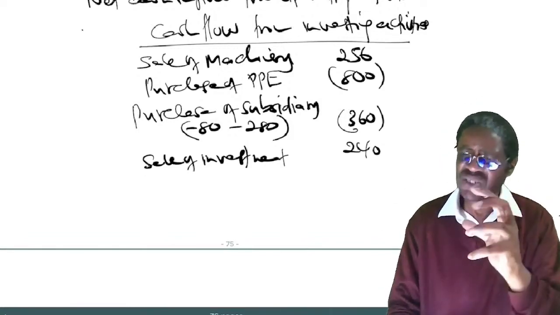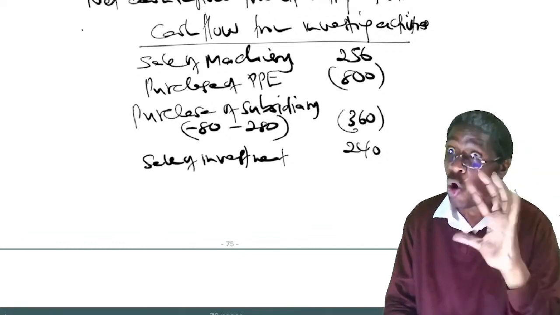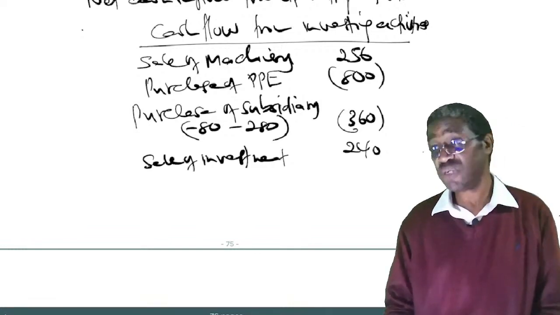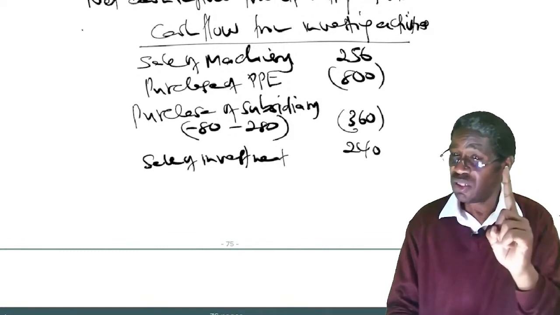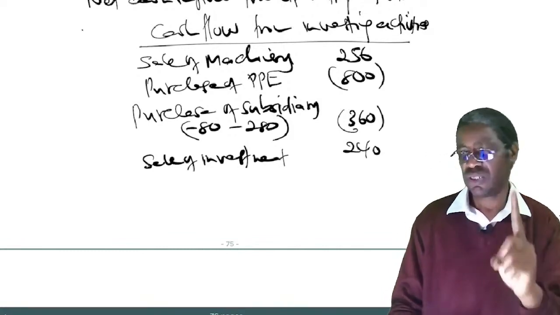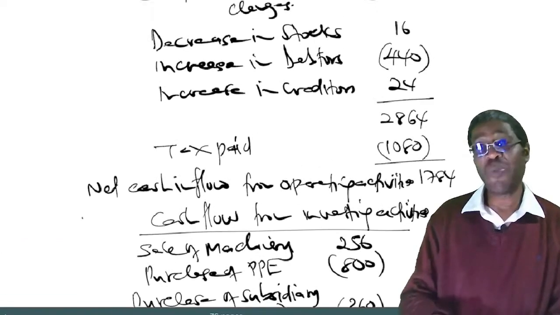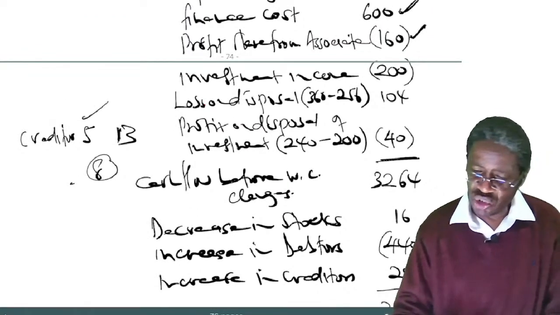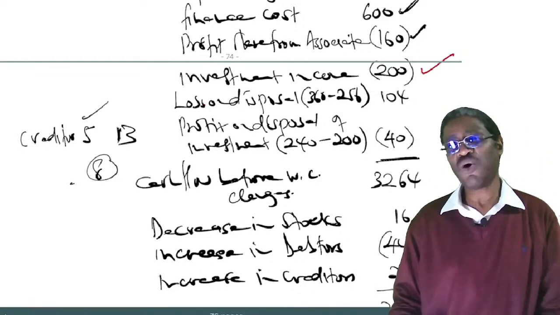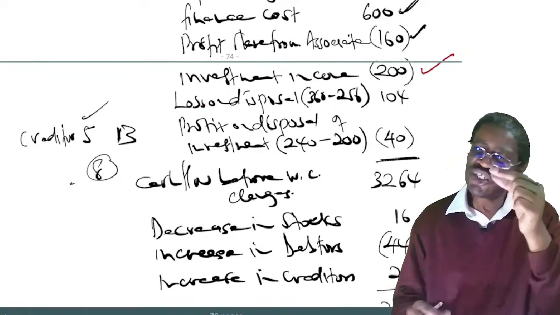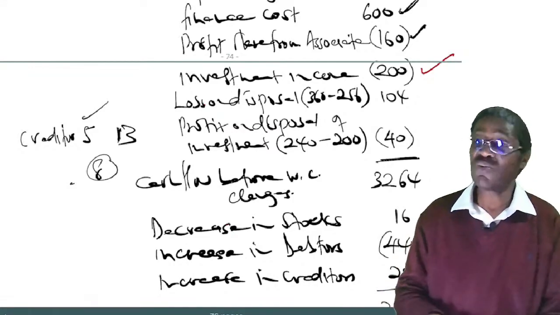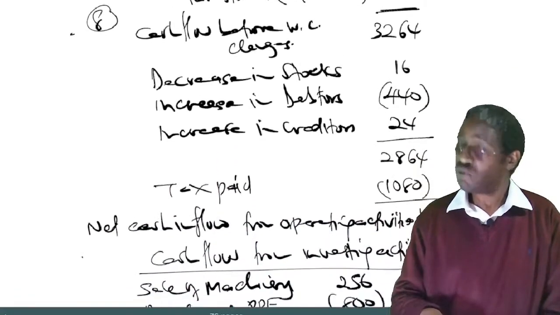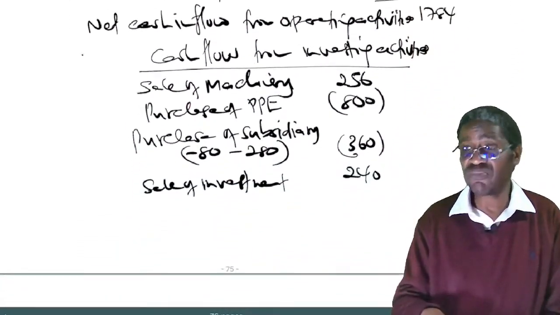Are there other investing activities that you could have done as a working? Or you can pick from the income statement. I have already explained one of them, and that was the investment income. I told you, when we were doing the operating part of the cash flow, this investment income should not be classified as an operating activity. I told you it should be taken to the right place where it belongs. And where does it belong? It belongs to investing. From our investments, we received an investment income of 200.